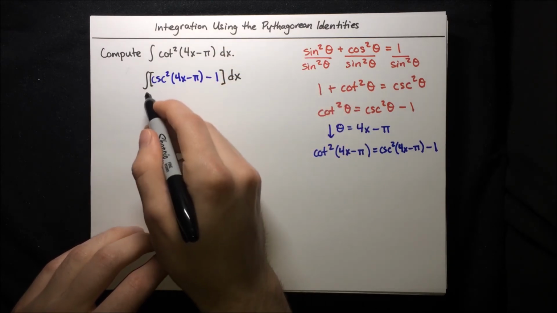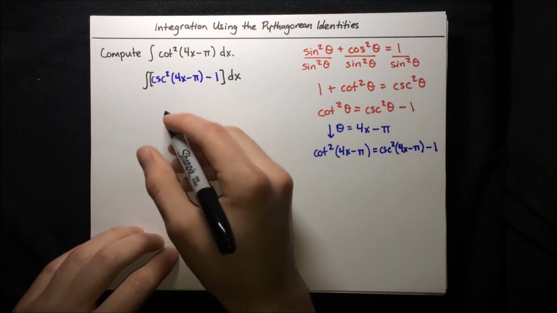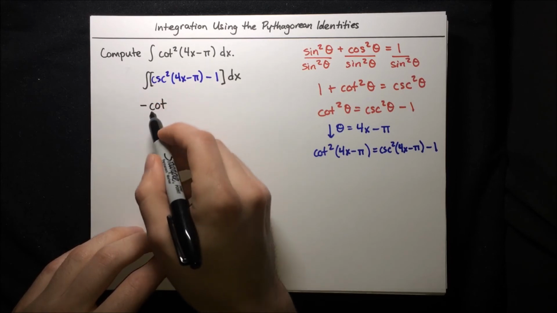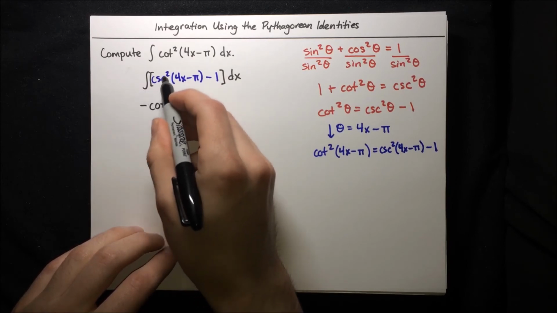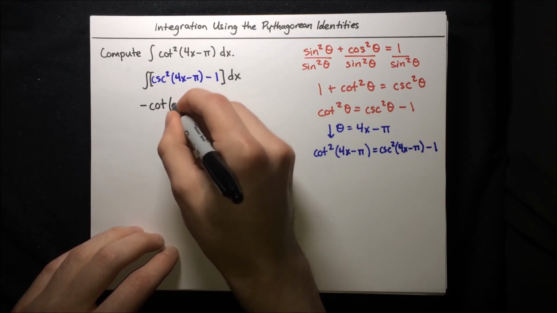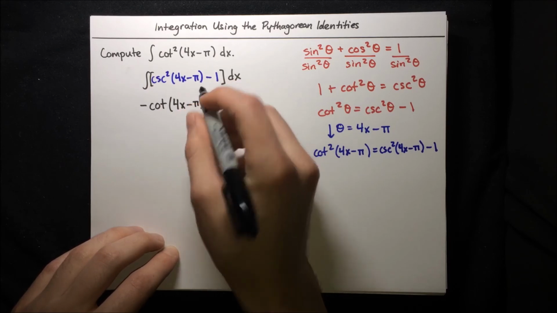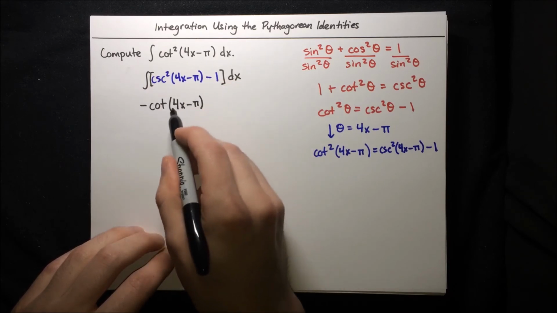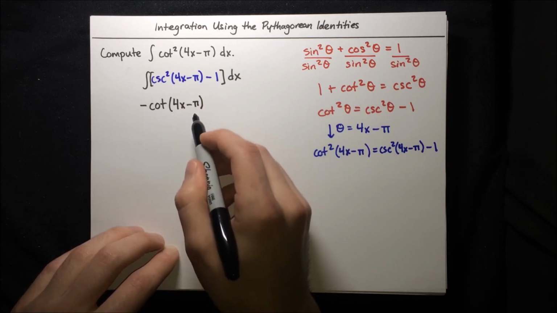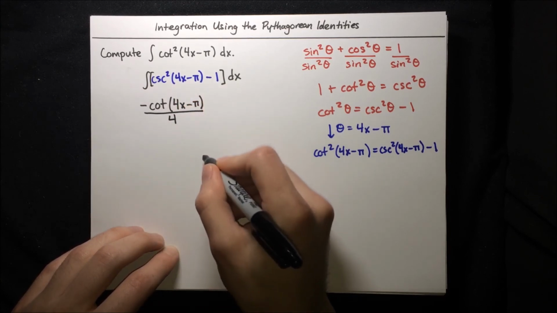And now we can actually do the integration. The integral of cosecant squared is just cotangent, negative cotangent actually, because the derivative of cotangent is negative cosecant squared. Okay, and we're almost there. So cotangent of that inner argument, 4x minus pi, but because when we differentiate this, the 4x, there will be a chain rule that ends up multiplying this expression by 4, we have to go ahead and divide this expression by 4 to cancel that out.